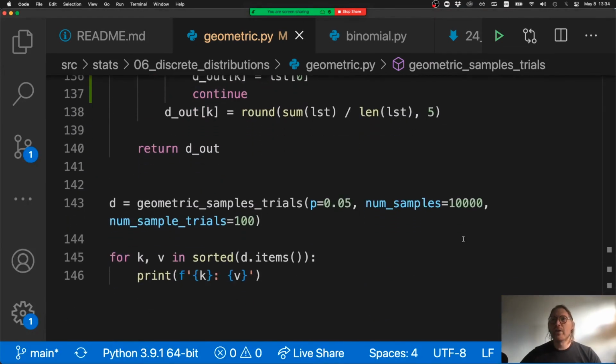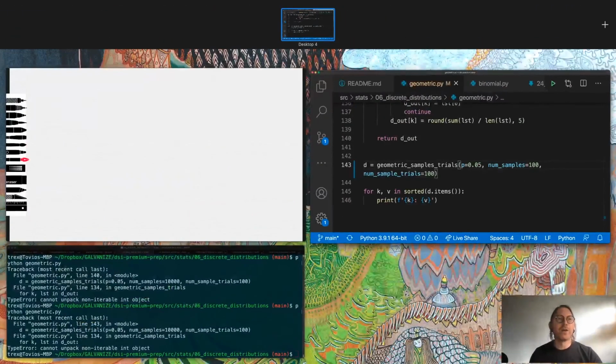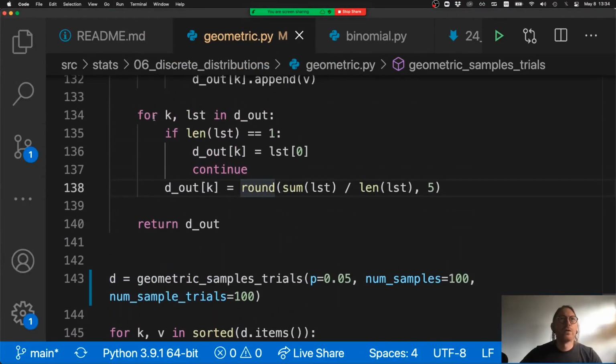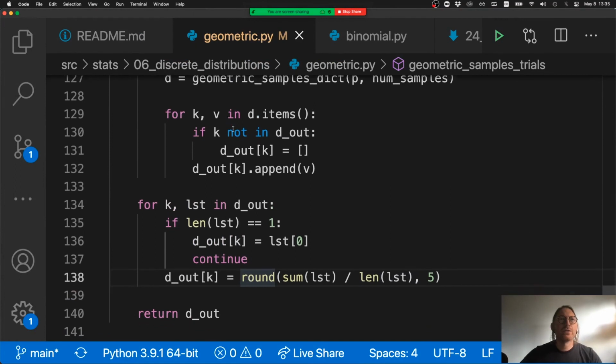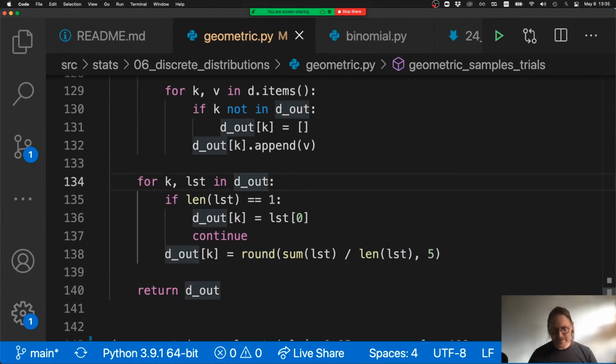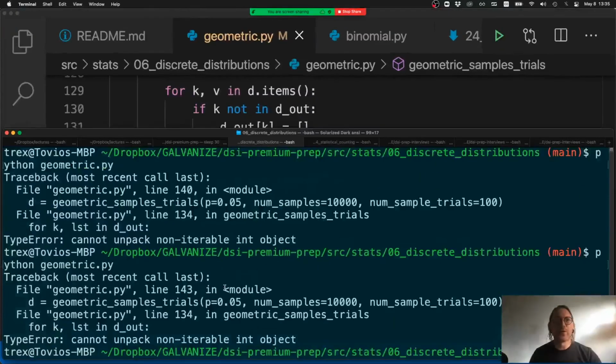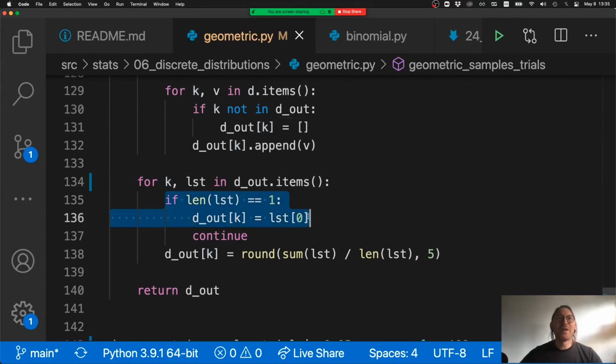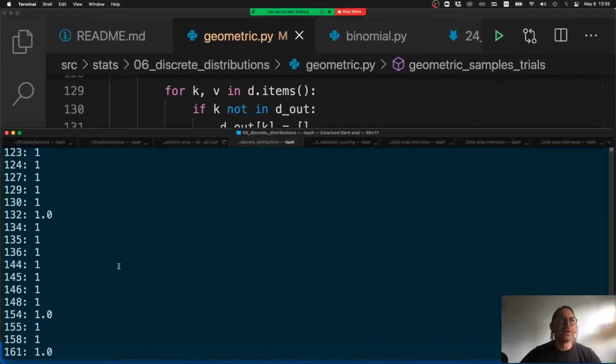Okay, I think we're still getting an error here. Let me reduce the number of samples and we'll troubleshoot from there. Okay, so on line 134, for klist in dout dot items. I am notorious for forgetting dot items. Either way, this if statement right here is fine. I mean, we're going to sum the items in the list. We don't actually need it. I was thinking the error was different than I assumed.